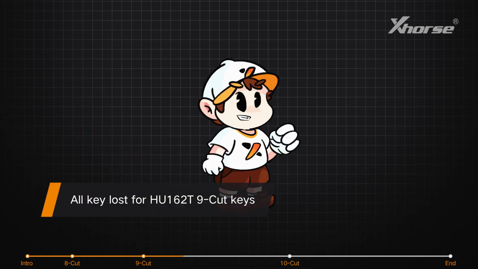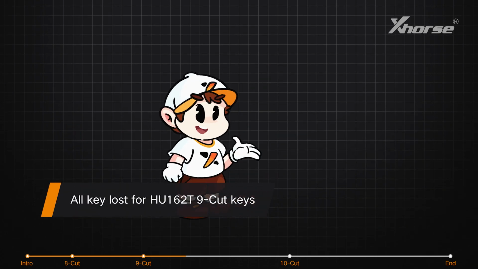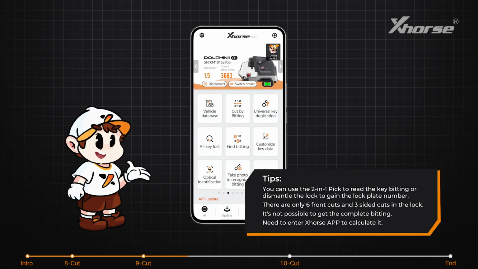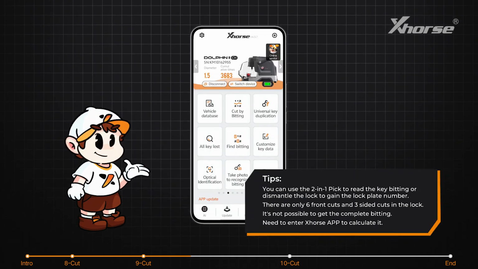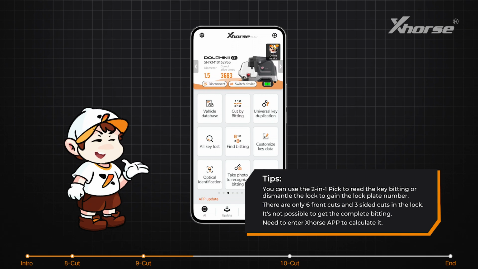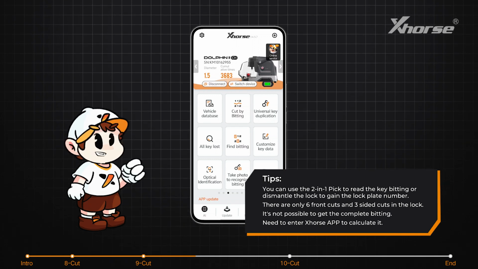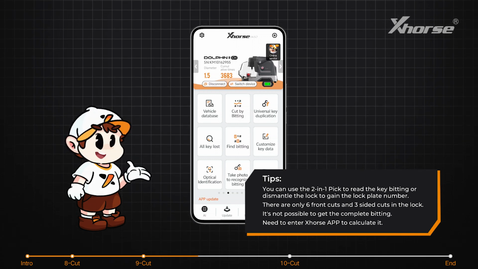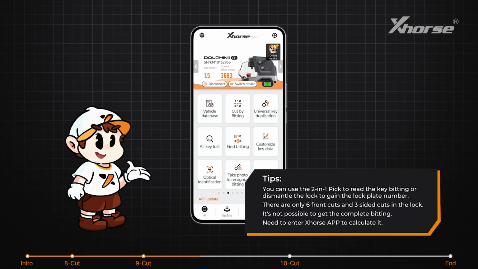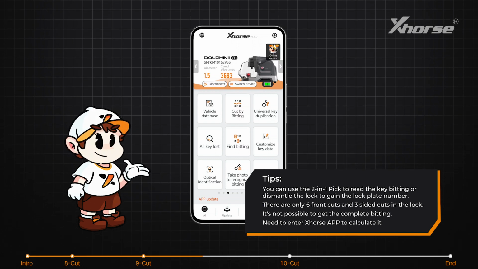All key loss for HU162T 9 cut keys. Tips: you can use the 2-in-1 pick to read the key bidding or dismantle the lock to gain the lock plate number. There are only 6 front cuts and 3 side cuts in the lock. It's not possible to get the complete bidding. Need to enter Xhorse app to calculate it.